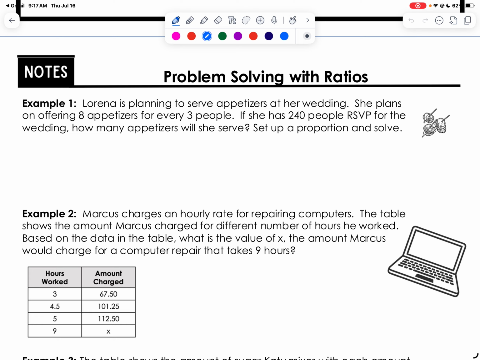In today's lesson, we will be solving word problems involving ratios. Now, for the problems we're going to be doing today, we will be using proportions to solve. Let's jump in with example 1.